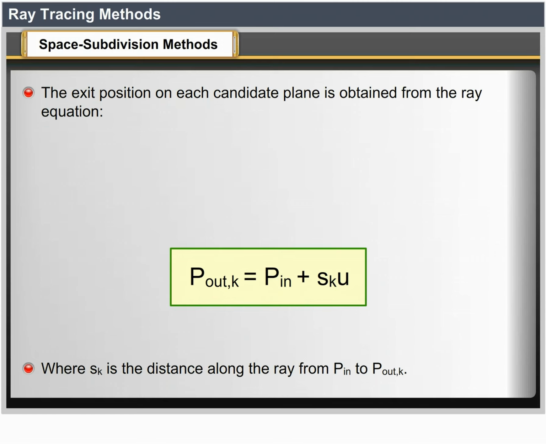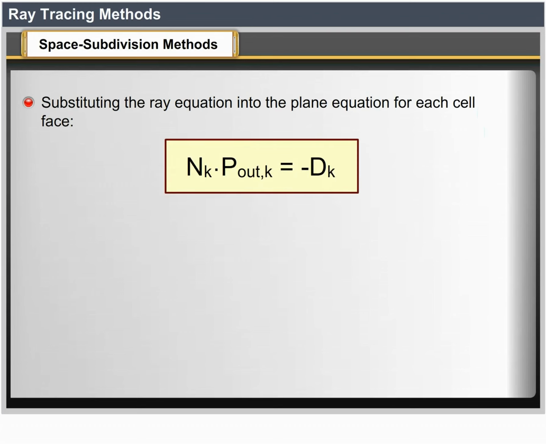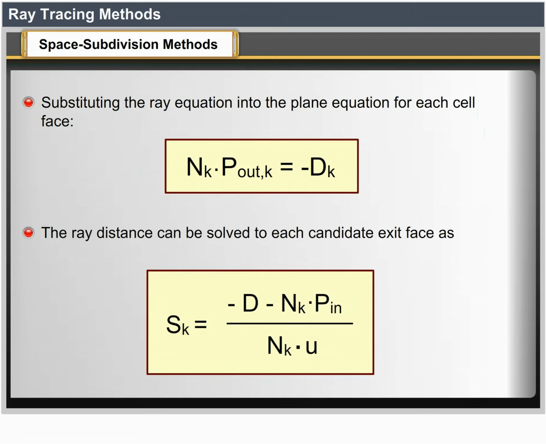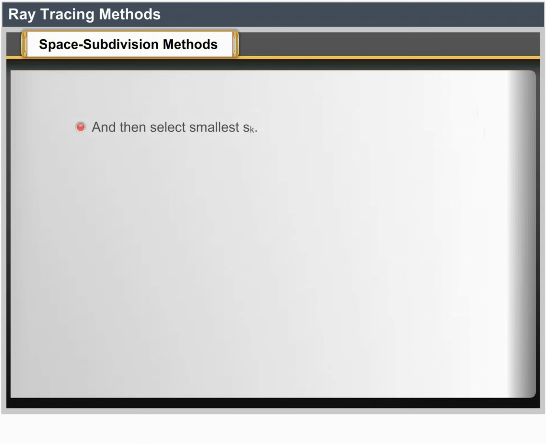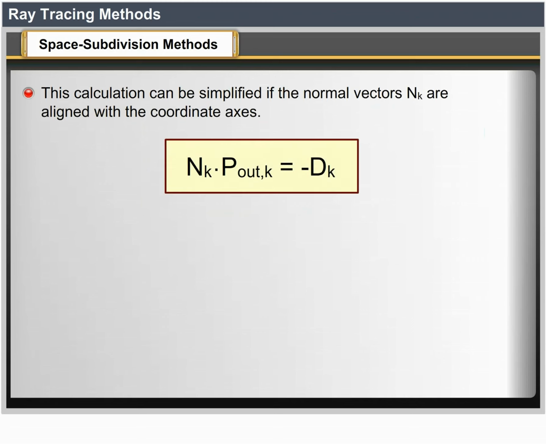Substituting the ray equation into the plane equation for each cell face, N_k · P_out,k = -d_k, we can solve for the ray distance to each candidate exit face as s_k = -(d_k + N_k · P_in) / (N_k · U), and then select the smallest s_k.